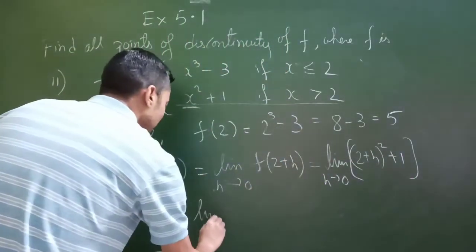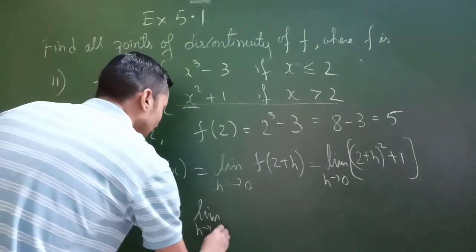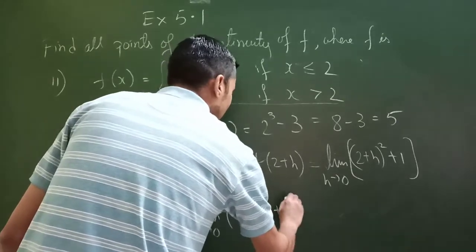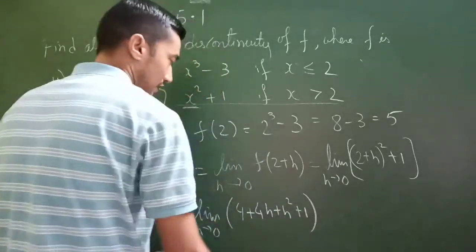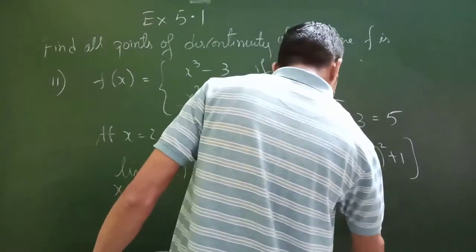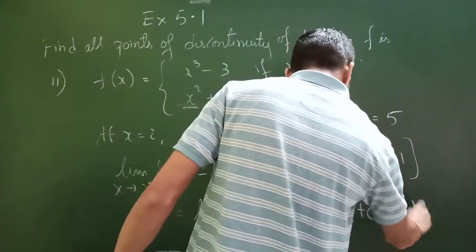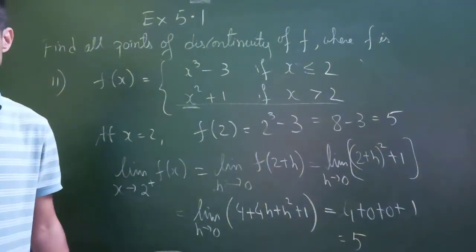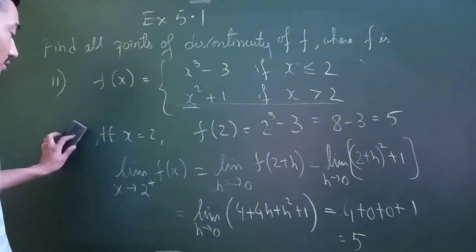So okay, if you want, we will just expand quickly. 2 squared, 4, plus 2 times 2 h, 4h, plus h squared plus 1. If we just expand, now if I put the value of the limit, that's going to be simply 4 plus 0 plus 0 plus 1, that's of course 5. So that problem also solved. So that is also the same so far, fine.